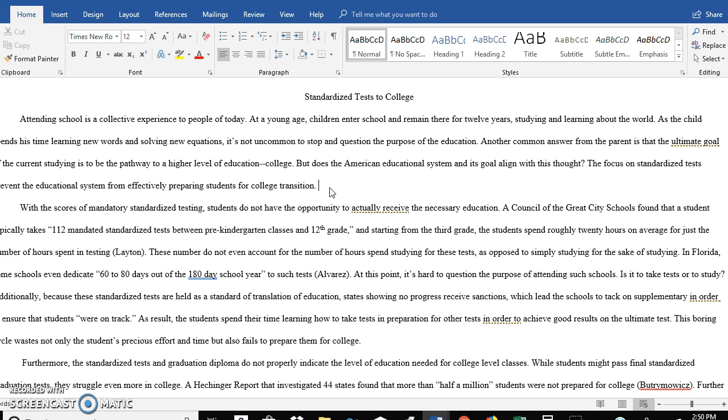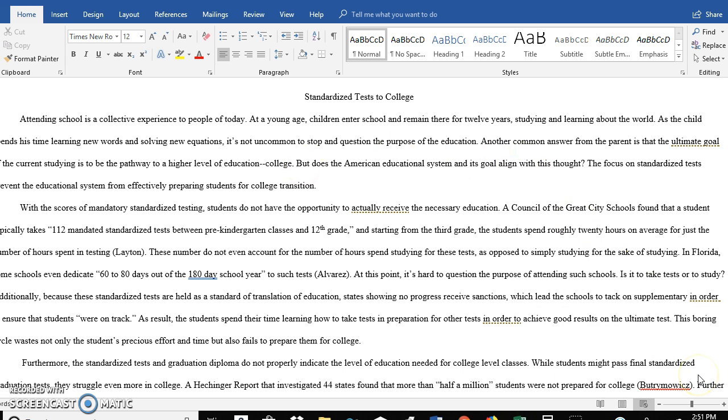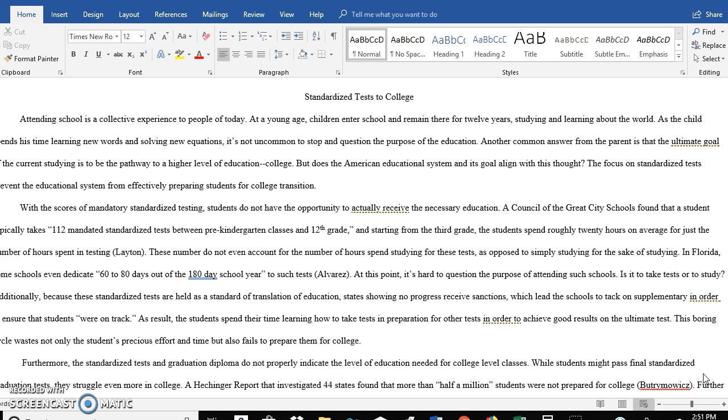This student is writing about standardized testing, and the thesis is the focus on standardized tests prevent the educational system from effectively preparing students for college transition. So the student has really decided that the idea of standardized testing is really not good for students to be effective in their college education.